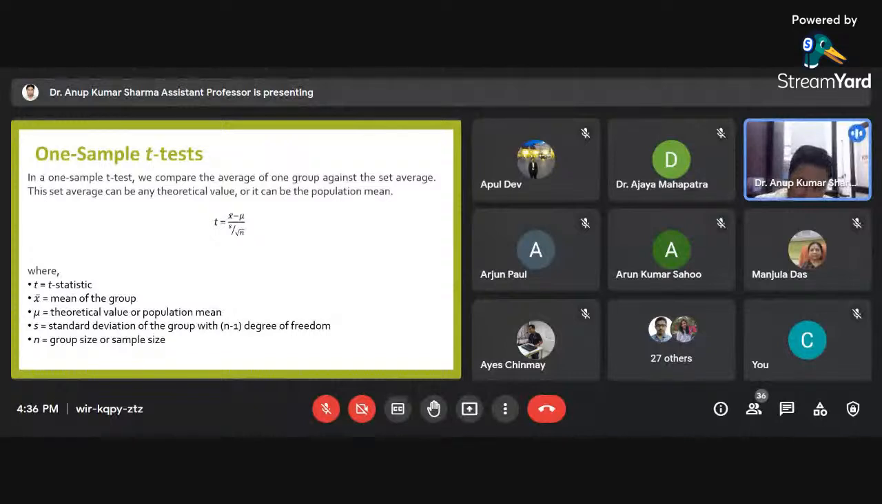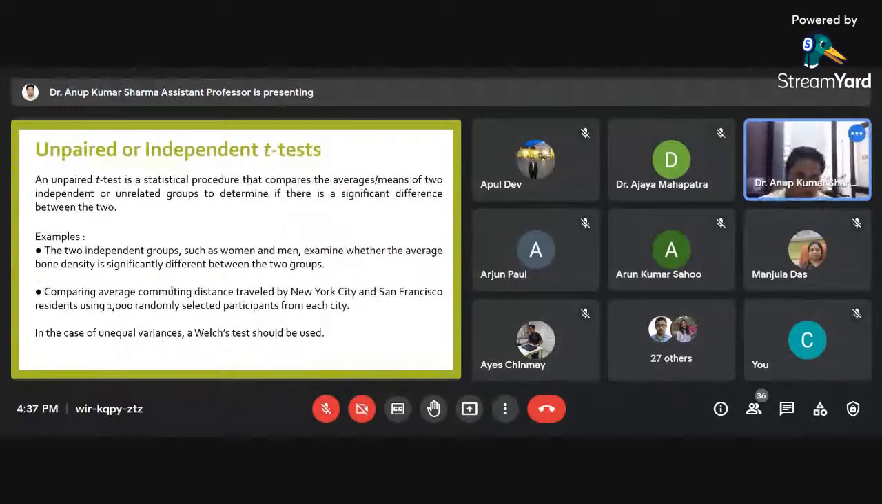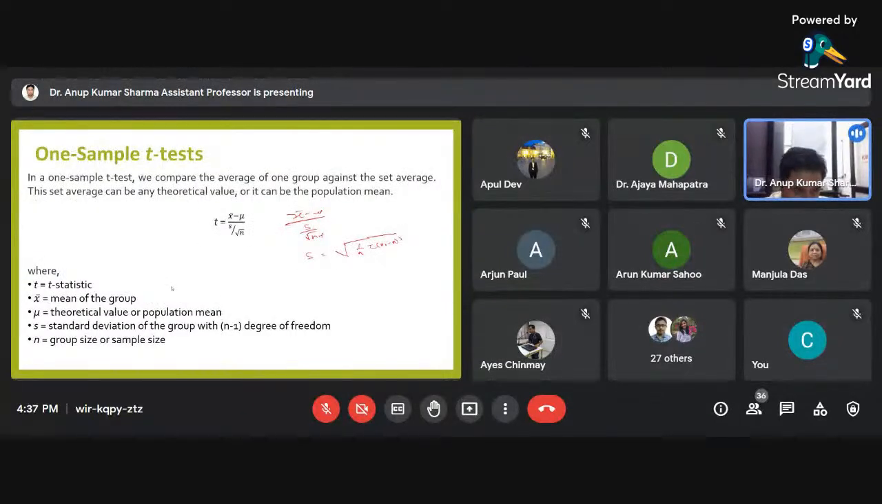Here we use the test statistic x bar minus mu upon s upon root n, where s is the standard deviation of the group with n minus 1 degrees of freedom. In some places you can see x bar minus mu upon s upon square root of n minus 1. There s is equal to the square root of 1 upon n summation of xi minus x bar whole square. This is the difference in the formula. So that is the one sample t-test.